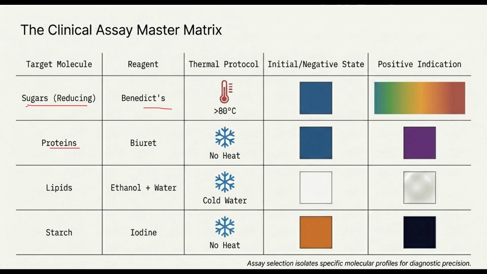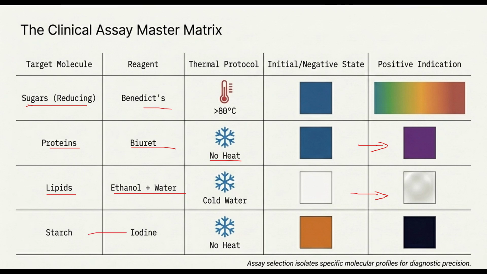And for proteins, it is the Biuret test, and we don't need any heat. Initially, it will be blue. It will stay the same if no proteins are present, but if proteins are present, it will turn white or purple. And for lipids, we need ethanol and water. So we'll be using cold water. It will remain colorless. And if there is any presence of lipids, it will form a cloudy mixture, right?